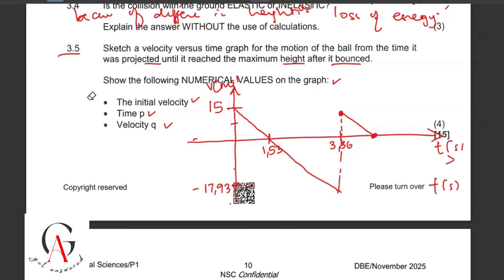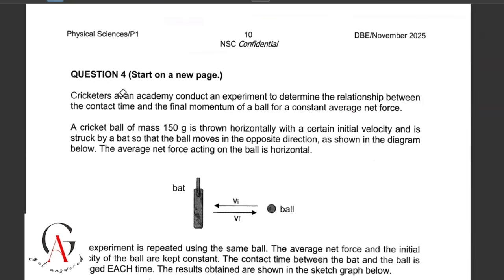All right, so that is that. And then question number 4, you're told that cricketers at an academy conduct an experiment to determine the relationship between the contact time and the final momentum of the ball for a constant average net force. The ball has a mass of 150 grams. If we convert the 150 grams to kilograms, it's going to be 0.15 kg.